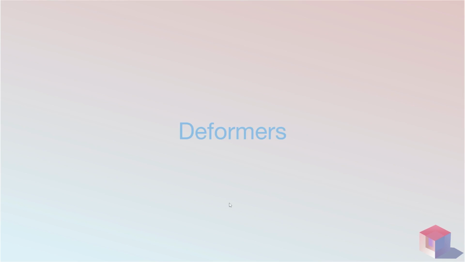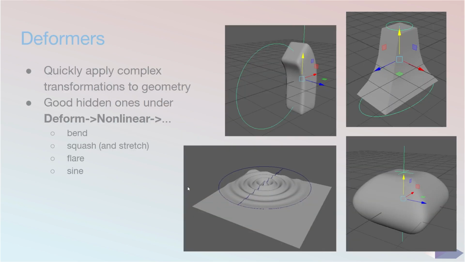Next, let's talk about deformers. Deformers are very useful because they allow you to modify a mesh without having to manually edit the geometry of it. There are a lot of different deformers, and they're pretty useful for modeling and rigging purposes. Here are some examples. Some particularly useful ones are under the deform nonlinear tab, such as the bend deformer, squash and stretch, flare, and sine wave. Sine wave is useful for making ripples in water, that type of thing. Bend deformers are very nice to be able to use to bend objects over.